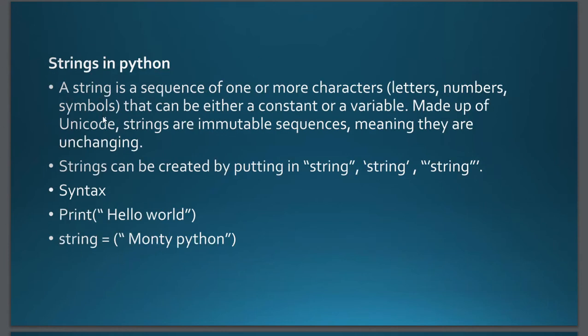Strings in Python. A string is a sequence of one or more characters, letters or numbers, that can be either constant or variable, made up of Unicode. Strings are immutable sequences, meaning they are unchangeable. Strings can be created using single quotes, double quotes, or triple quotes. The syntax will be like this: print hello world. String is equal to Monty Python.